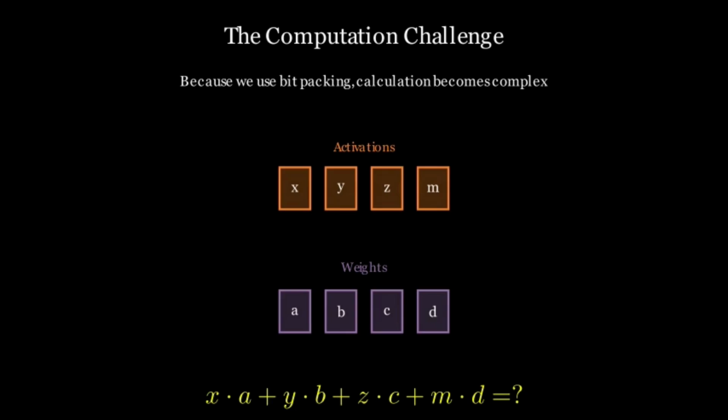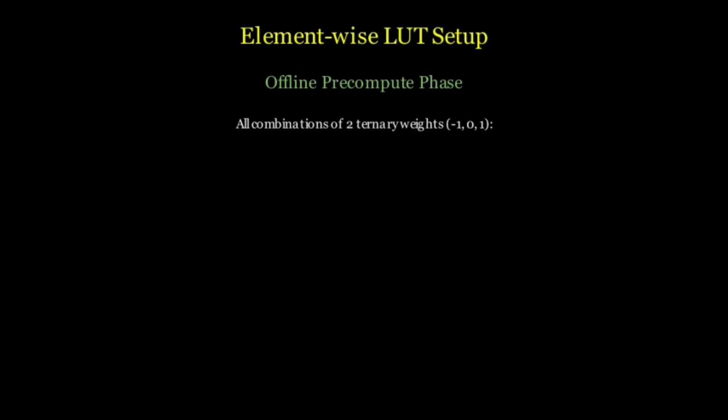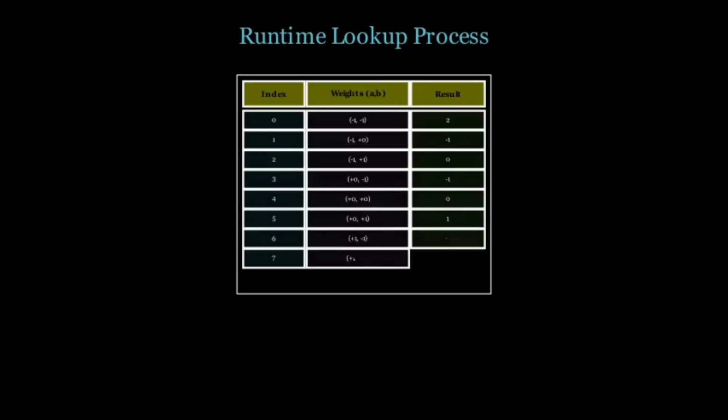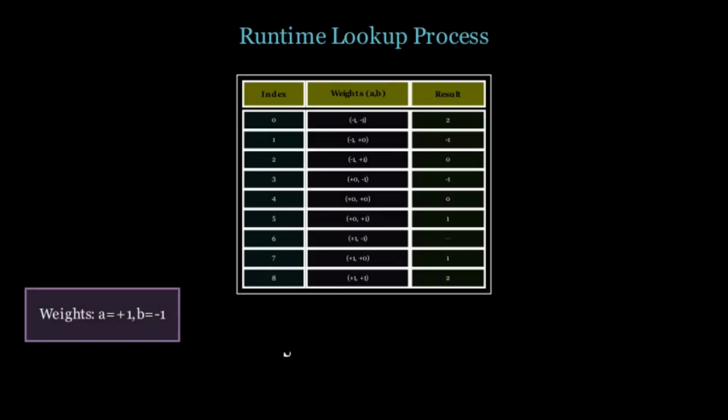Is there a way to perform the sum X into A plus Y into B plus Z into C plus M into D faster? For this solution, we can leverage the power of lookup tables. We can use element-wise lookup table where given 2 activation values, we can consider 2 values for ternary. 2 ternary weights have 9 values or 9 combinations. So we'll pre-compute the output for these 9 values. During calculation, let's assume that the weights are +1, -1.